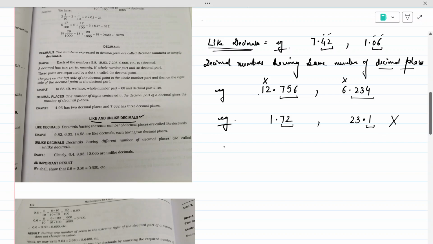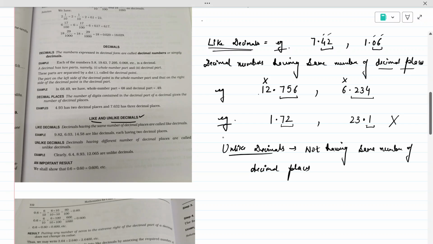So what do we call them? They are called unlike decimals. Okay, so what are unlike decimals? They are the numbers which do not have the same number of decimal places. So this is one example of unlike decimals.